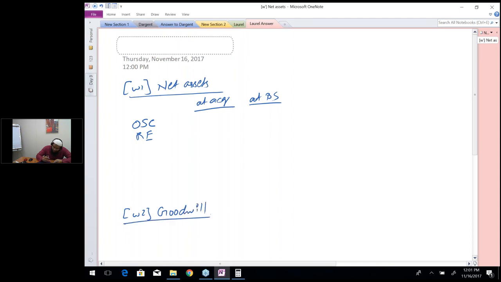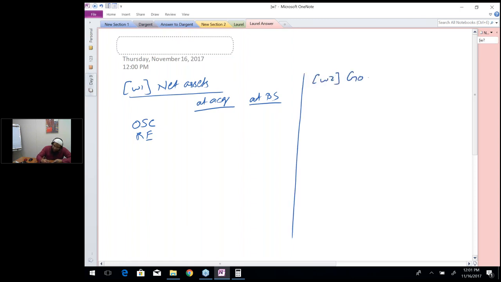So goodwill would include, or I can prepare the goodwill beside this. So working number 2 will be goodwill. And in the goodwill, we would have cost plus the fair value of NCI and less the fair value of net assets. So this is the requirement of part A, to calculate goodwill.